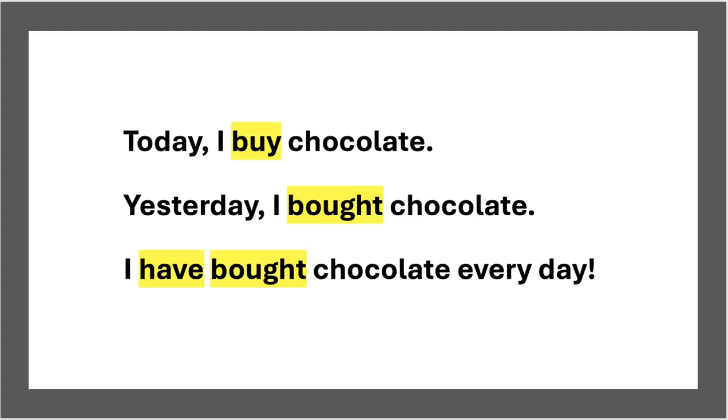Today I buy chocolate. Yesterday I bought chocolate. I have bought chocolate every day. This is an example of irregular verbs where the past participle is the same as the past tense verb.